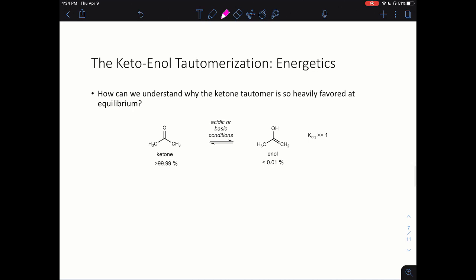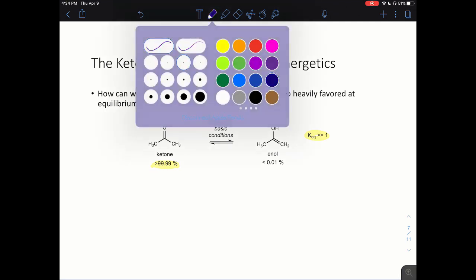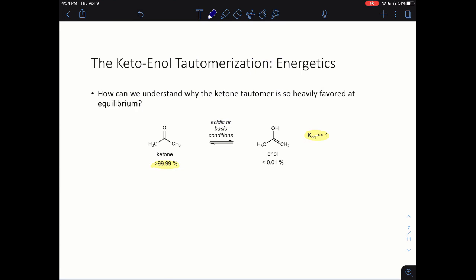All right, so it turns out that the ketone tautomer is heavily, heavily, heavily favored at equilibrium. For most ketones, not all, but for most, there's greater than 99.99% of the ketone form at equilibrium in contrast to the enol constitutional isomer. Even though they're in equilibrium, and I'll show you how they can interconvert, it's quite simple. So how can we think about this? That maybe isn't so simple, huh?